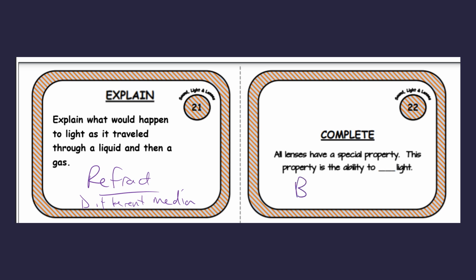And then the next question, all lenses can bend light. So remember that concave lenses are going to bend that light outward, whereas convex lenses, that's horrible, let me draw that again, are going to bend light inward.